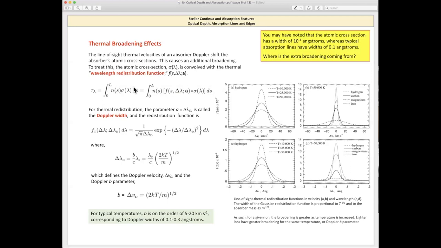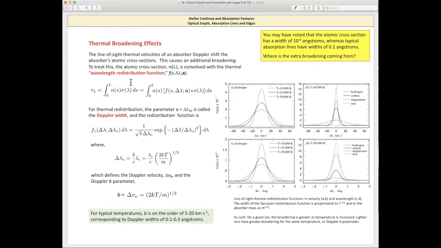And then to get the final optical depth, you have to convolve the atomic cross-section with the redistribution function. Here, the square brackets show that in order to get the true optical depth, you take the atomic cross-section and convolve it with the wavelength redistribution function. That gives you a new total effective cross-section, if you will. You have basically taken something like a Lorentzian and convolved it with a Gaussian and turned it into something else, okay? So you can see that the formalism doesn't change. It's just that what we call the cross section now has had its shape changed.